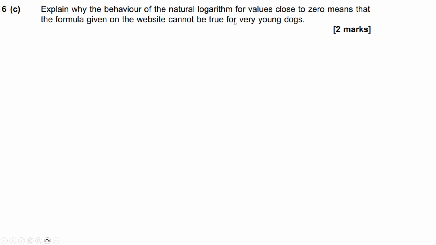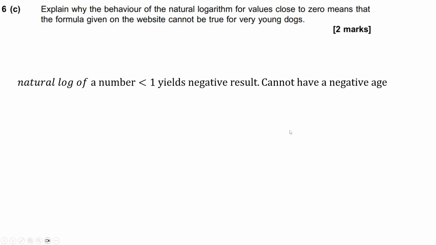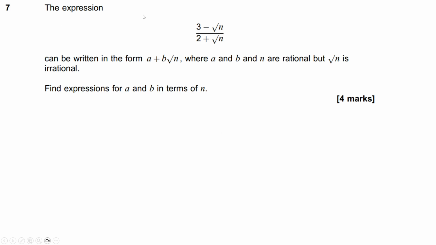Explain why the behavior of the natural log for values close to 0 means that the formula given on the website cannot be true for very young dogs. It's because if you do the natural log of a number that's less than 1, so say the dog was like 0.6 years old, maybe a few months old, it'd give you a negative result, and you can't have a negative age, obviously. You need to say the second part for the second mark.